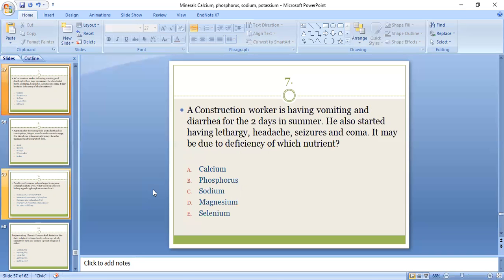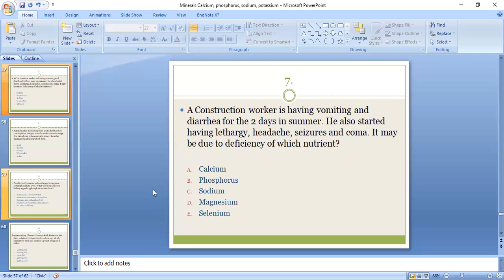A construction worker is having vomiting and diarrhea for 2 days in summer season. He also started having lethargy, headache, seizures, and coma. It may be due to deficiency of which nutrient: calcium, phosphorus, sodium, potassium, magnesium, or selenium?